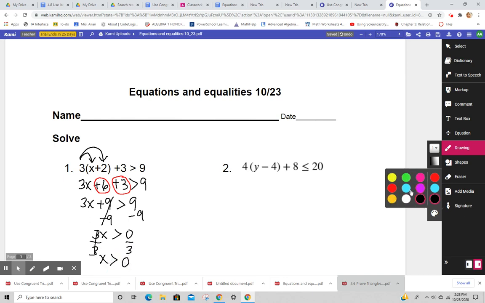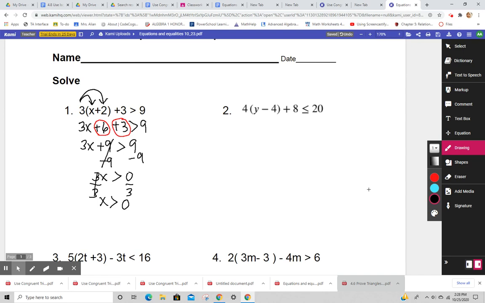And we'll graph that. So here's 0 at the center, and our answer solution set is x is greater than 0. All the numbers greater than 0 will be to the right of 0.